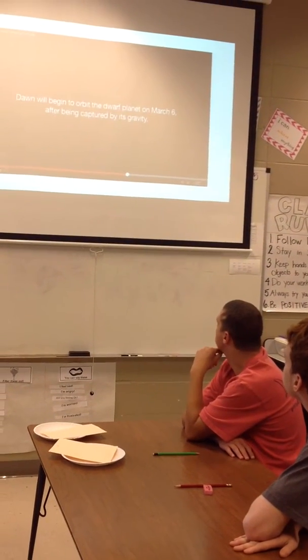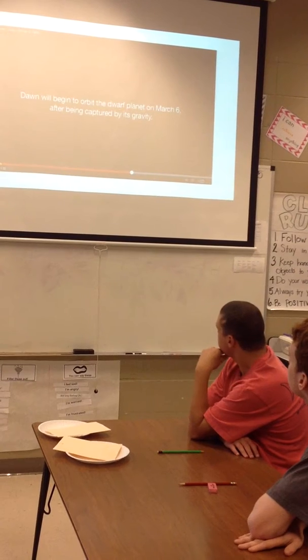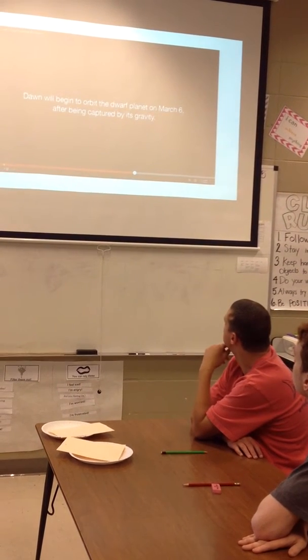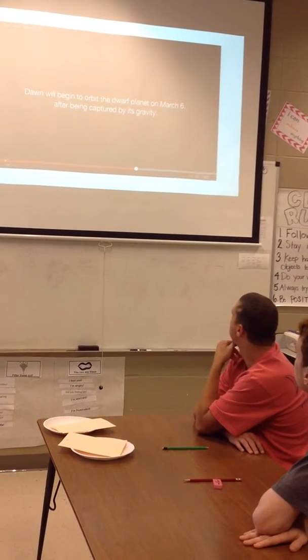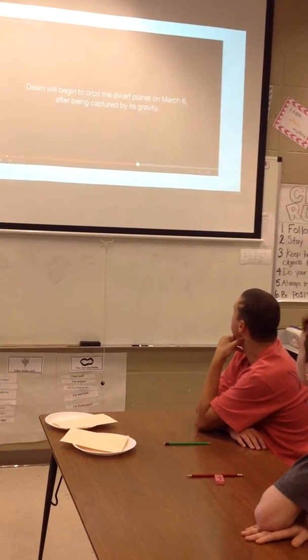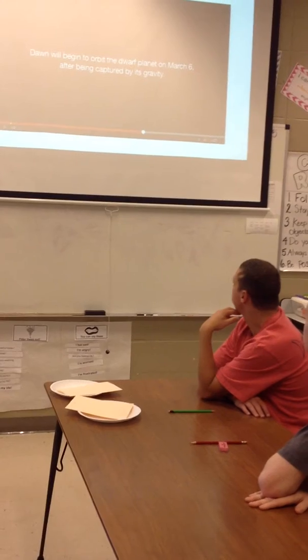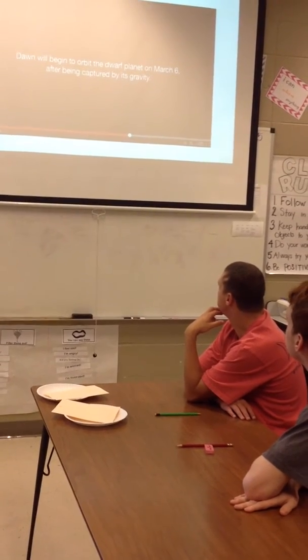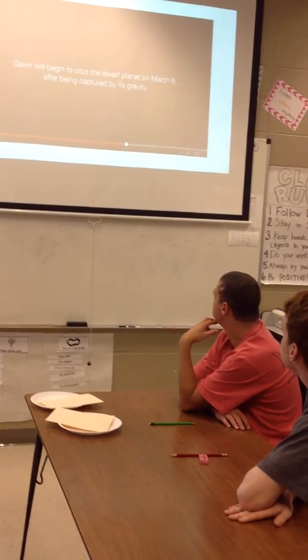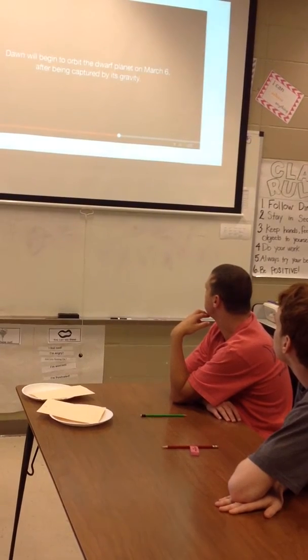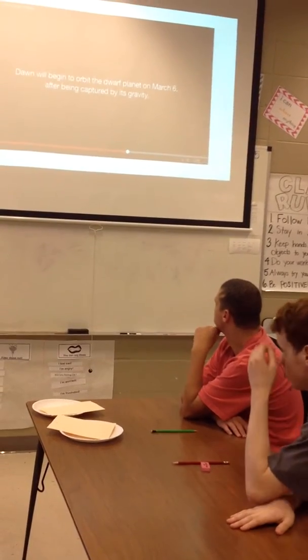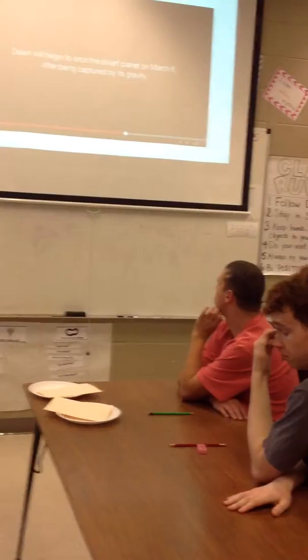On March 6th, the dwarf planet is going to capture Dawn, the spacecraft, and it's going to start orbiting. Okay, so March 6th was just recently, right? So is it in orbit now? No. It says March 6th it's going to catch it. So it is in orbit already. So we're going to watch that happening.